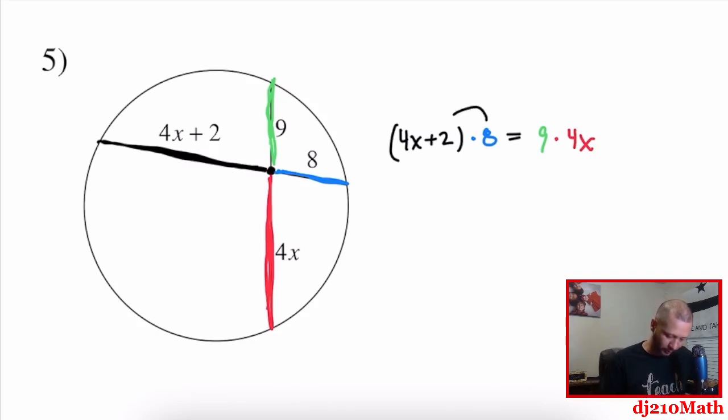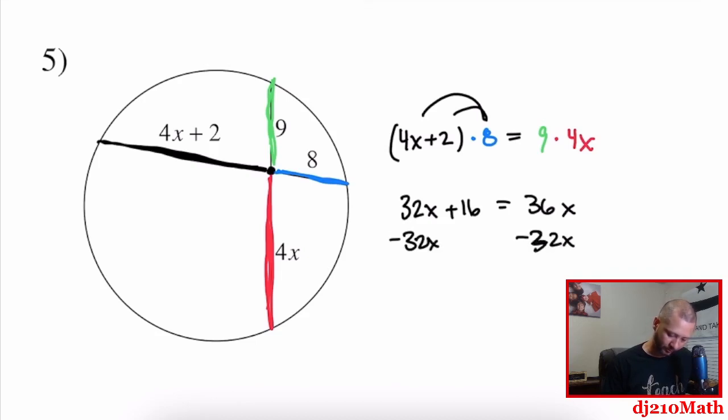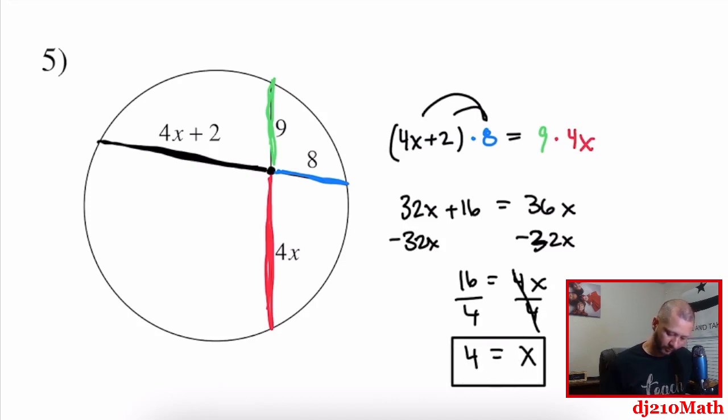So we're going to distribute. This is going to be 32x plus 16 is equal to 36x. Solving for x. X is equal to 4. Okay.